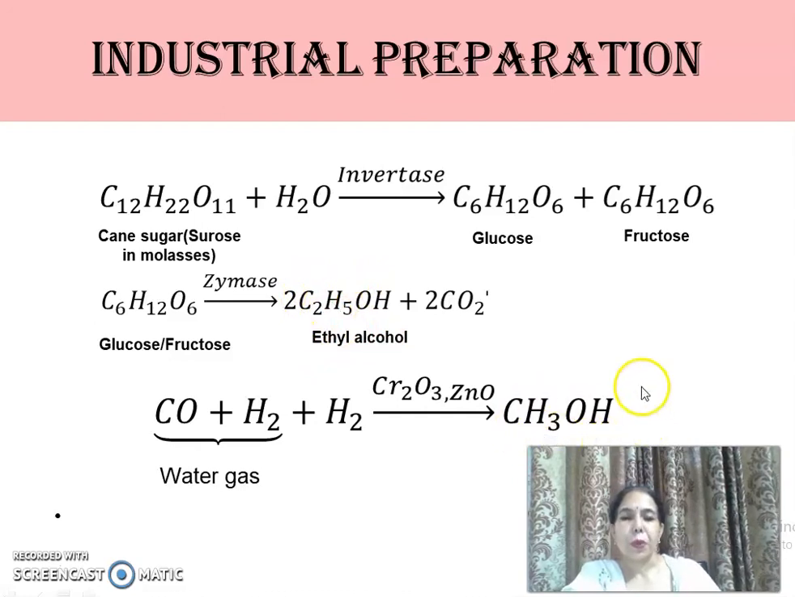Similarly, methyl alcohol can also be prepared from a carbon monoxide plus hydrogen mixture, which is also called water gas. It is treated with further moles of hydrogen in the presence of chromium oxide and zinc oxide to give methyl alcohol. Methanol is formed. So alcohols at industrial level are prepared from cane sugar or from water gas, as indicated in these reactions.